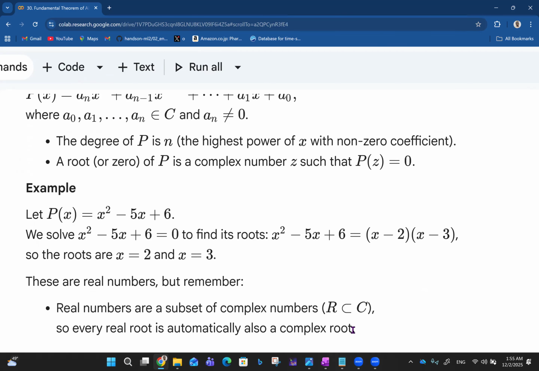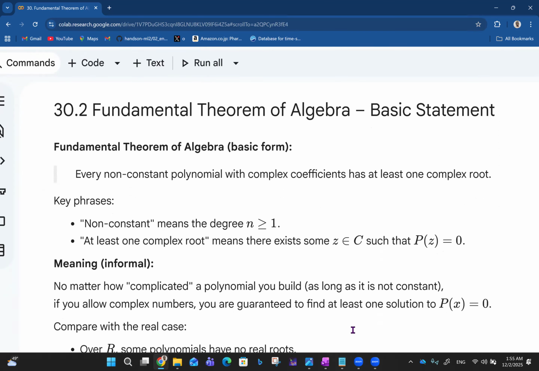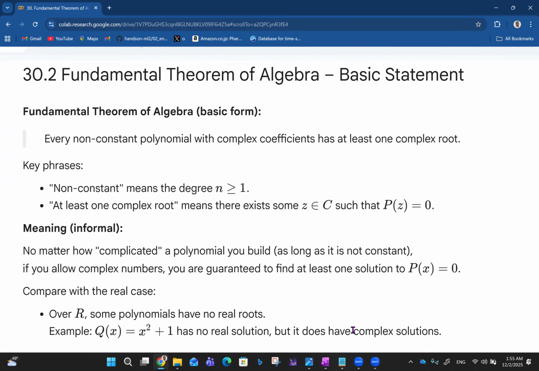This understanding is important for the statement of the fundamental theorem of algebra. That's why I've been emphasizing the idea that you should understand that real numbers are subsets of complex numbers. So the fundamental theorem of algebra, basic form: every non-constant polynomial with complex coefficients has at least one complex root, right? So at least one complex root.